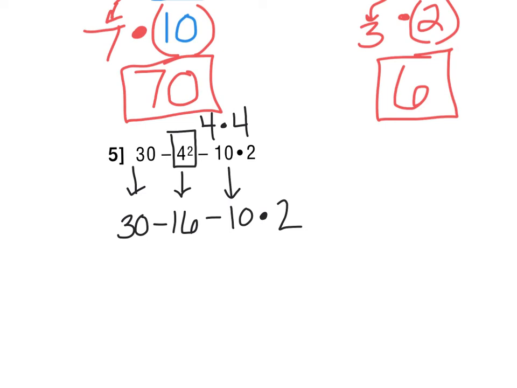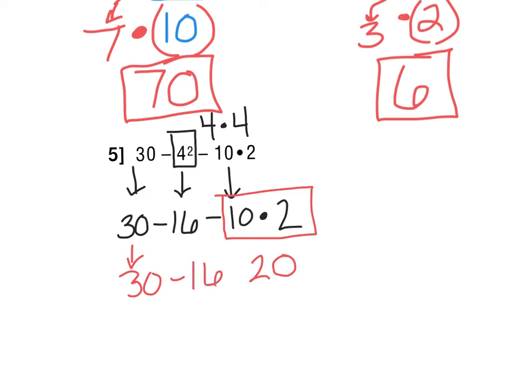Okay, next, order of operations tells me I'm going to multiply before I do any subtraction. So we're going to take care of our multiplying next. So 10 times 2 is 20. Okay, and then we're going to bring everything else down. We're going to bring down the 30, bring down the 16 and then the minus. Okay, and now we're on our last step. Now we can simply go from left to right since everything that's left is subtraction. So we know here that 30 minus 16 is 14.